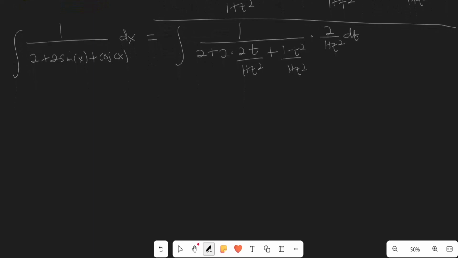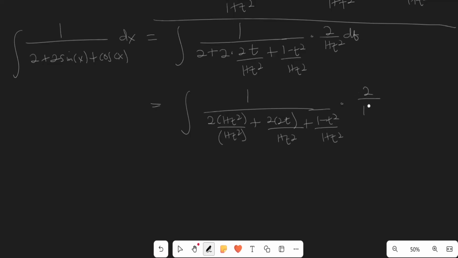So we can simplify this function. That will be the integral of 1 all over, this one can be written as 2 times 1 plus t squared over 1 plus t squared. That is just multiplying the denominator and the numerator by 1 plus t squared. Plus, this one is 2 times 2t over 1 plus t squared plus 1 minus t squared over 1 plus t squared times 2 over 1 plus t squared dt.